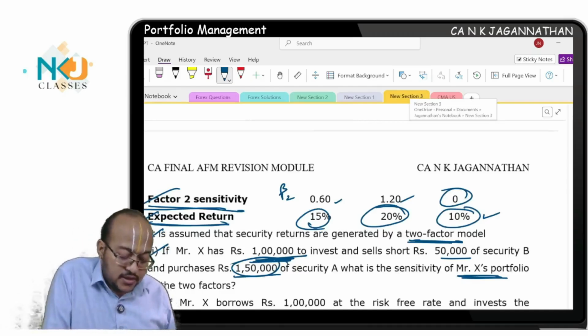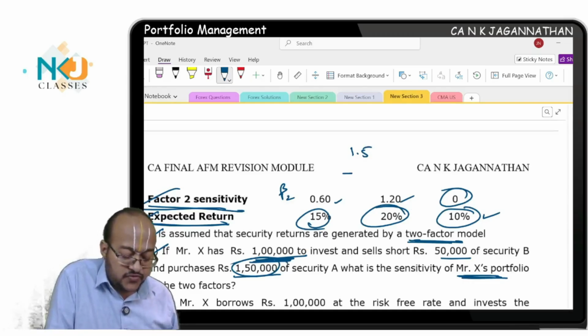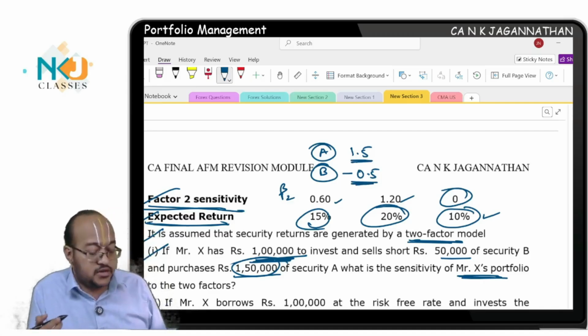So the weight is 1.5. Okay, and this is for security A. And for security B, what is the weight? Please tell me. Minus 0.5. Are you all understanding? He short sold. The weight of security B is minus 0.5.